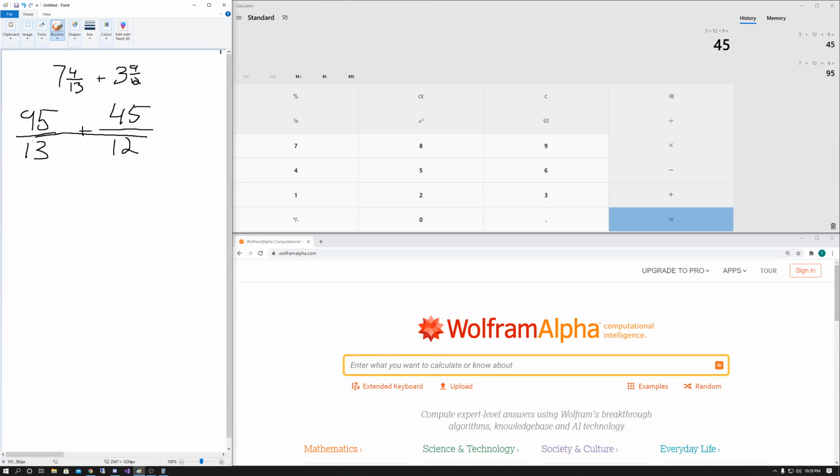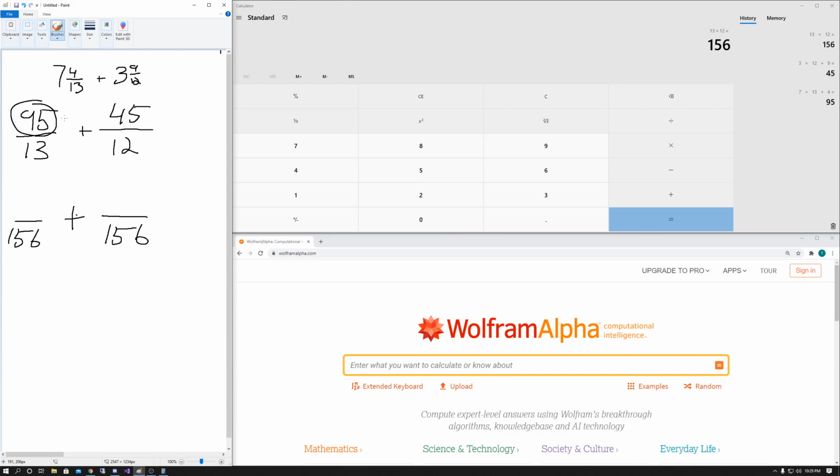Next, we want to get the same denominator. As you see, they are different. And to do that, we just multiply both denominators. So 13 times 12 gives us 156. We're going to draw two lines, bring down the operator, and write 156 underneath both of them. Right?